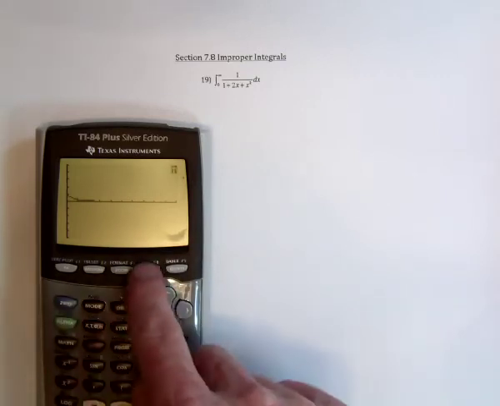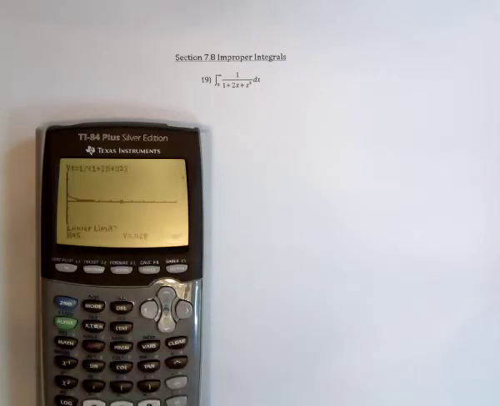Let's get an estimate. So integrate it from 0 to 10. Turns out the area is not even 1, at least as an approximation. So it seems like the answer is probably going to be 1.